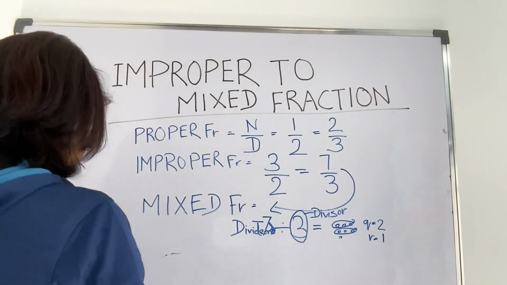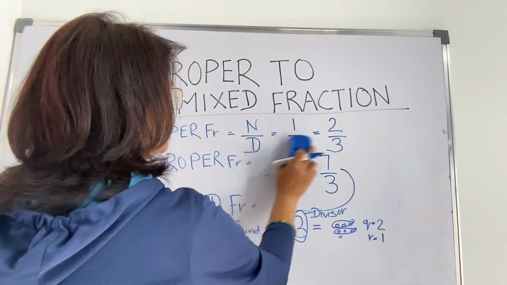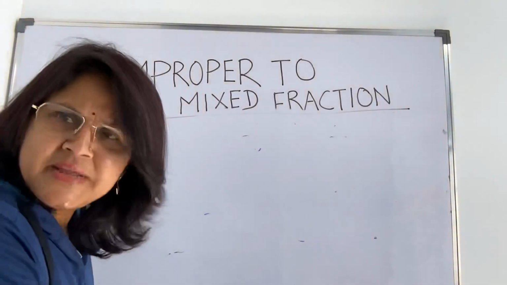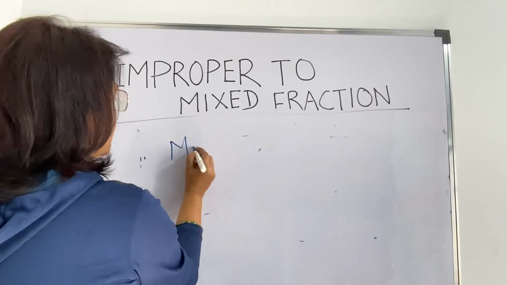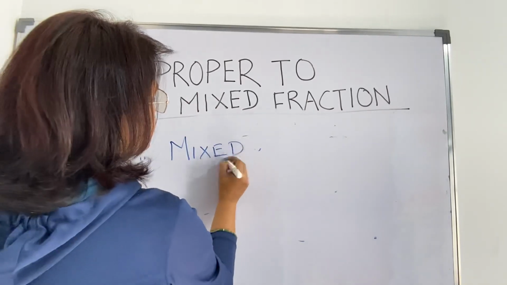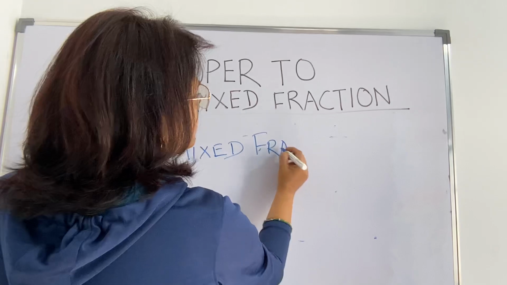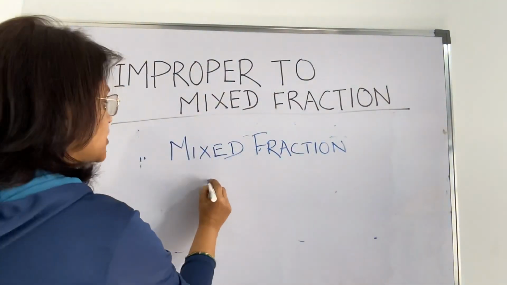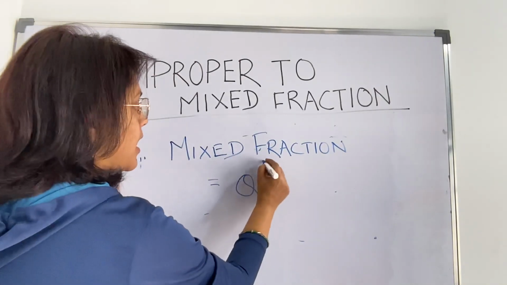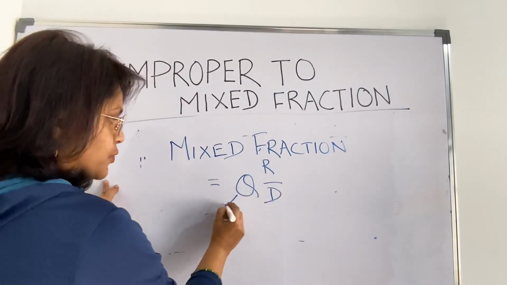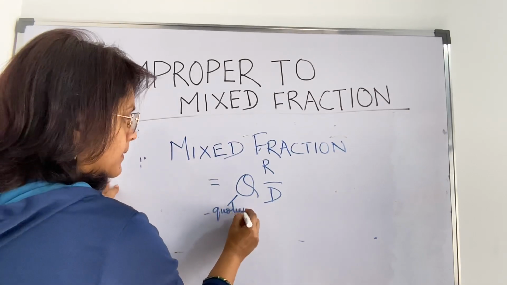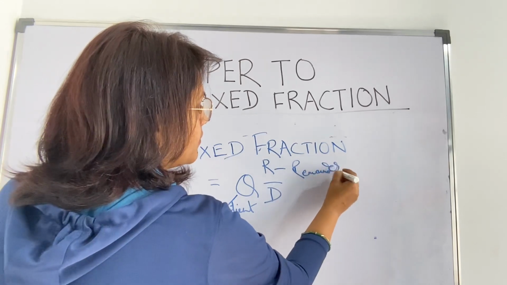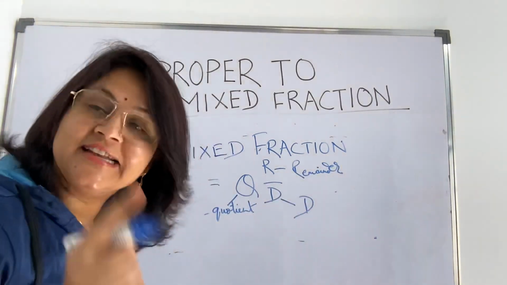Now, this is the most important part which I would like to say. After all this, I will simply give the students the formula for the mixed fraction, so as not to confuse them more. The formula for the mixed fraction is Q R by D, where Q is the quotient, R is the remainder, and D is not the dividend, it's the divisor.